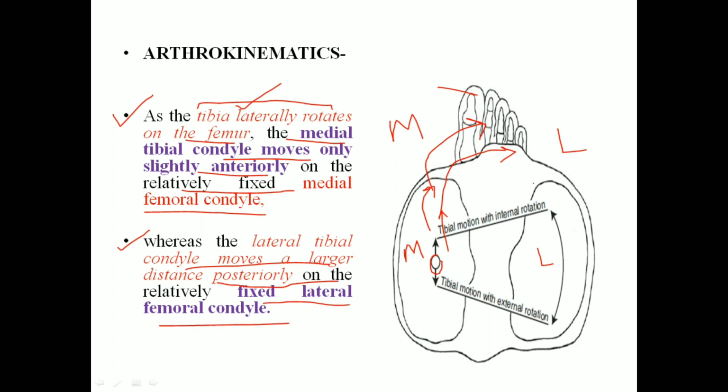But as we already saw in the previous slide, if the tibia moves, the medial condyle of tibia will move slightly, whether anterior or posterior, but the lateral condyle of tibia will move a greater amount. So when we are doing lateral rotation, our medial condyle of tibia is moving very slightly in anterior direction, and the lateral condyle of tibia has to move posteriorly but with a larger distance. So this is how the arthrokinematics takes place.